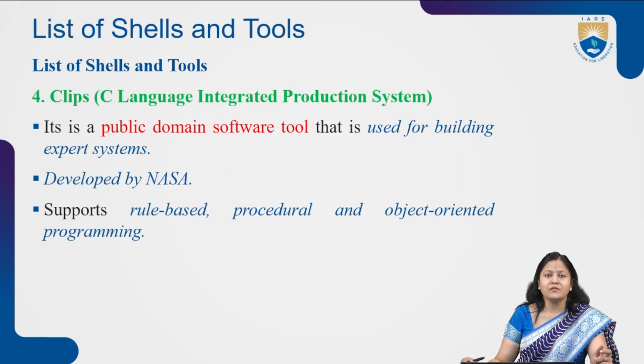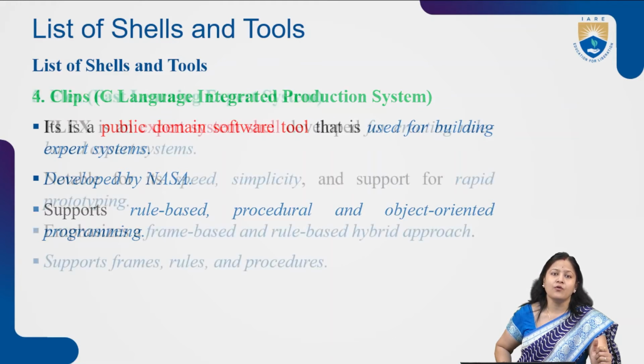The fourth one is CLIPS. CLIPS stands for C Language Integrated Production System. It is a public domain software tool, available over the net, that is used for building expert systems, and it was developed by NASA. It supports rule-based, procedural, and object-oriented programming. It doesn't support Lisp programming or Prolog. It supports the rule-based, procedural, and object-oriented programming.